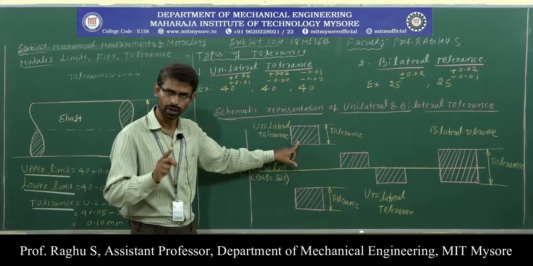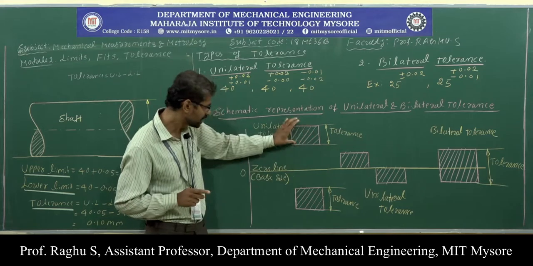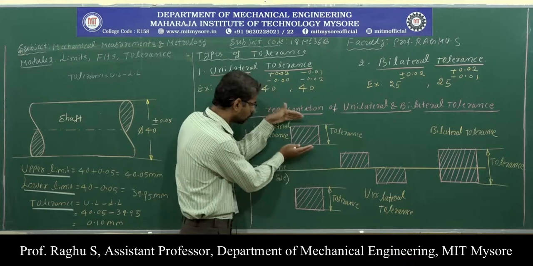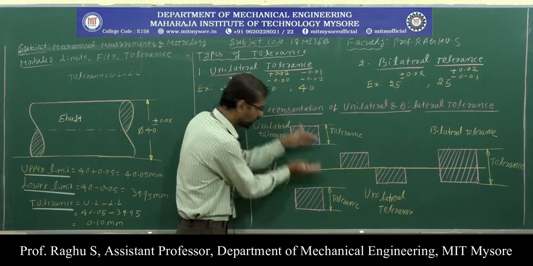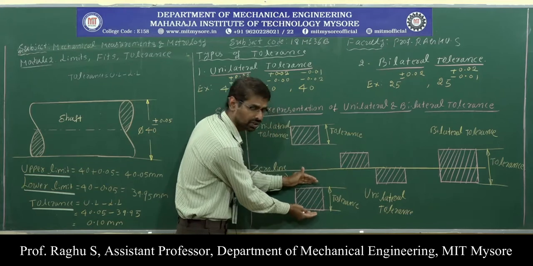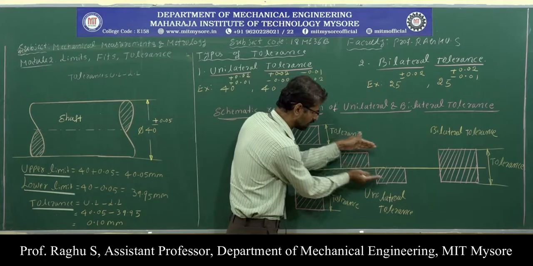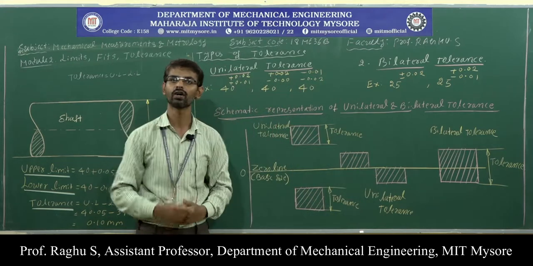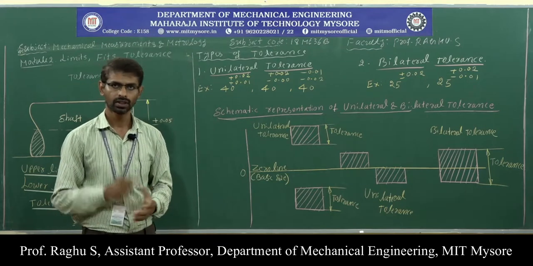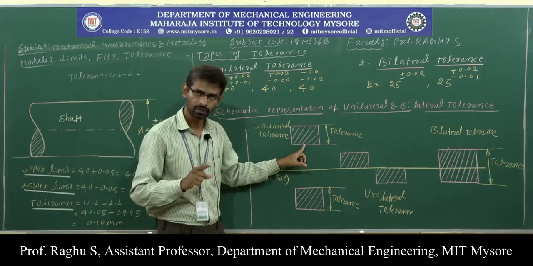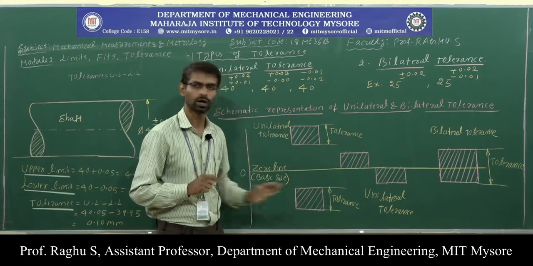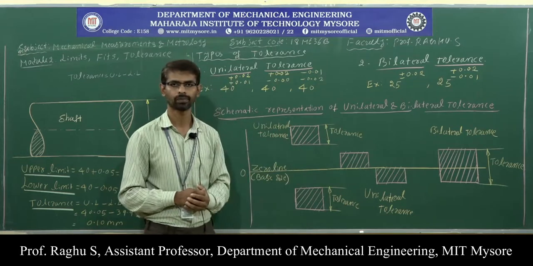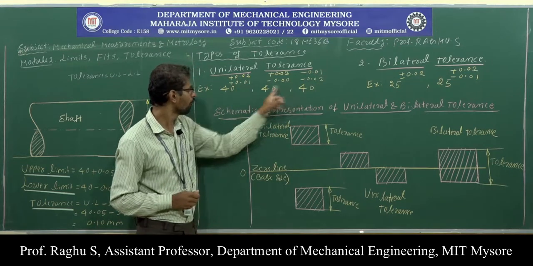If the tolerance is given only on one side of the basic size, it is called unilateral tolerance. Here from this diagram we can observe that tolerance is given only on one side of the basic size. Here also, and here also. These are all examples of unilateral tolerance. That means the tolerance zone lies either above the zero line or below the zero line. So these are all examples of unilateral tolerance.